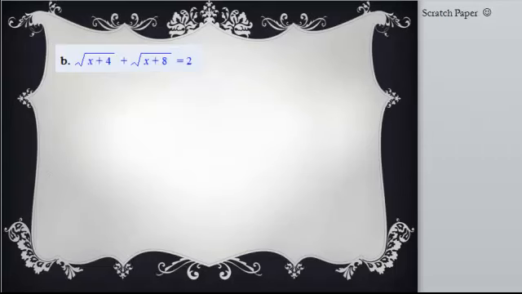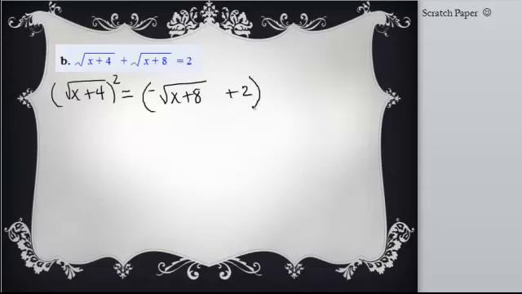Okay, in this one we actually have two radicals. So what we want to do is move this entire radical to the other side. So we'll have x plus 4 under the square root is equal to negative square root of x plus 8 plus 2. We need to get rid of the square root, so we're going to square both sides. So these go away, and we get x plus 4 is equal to something.